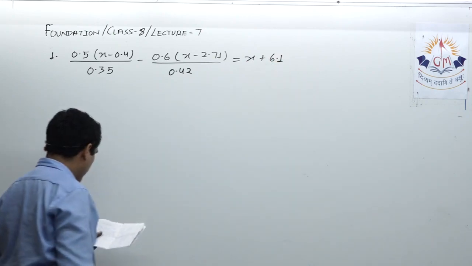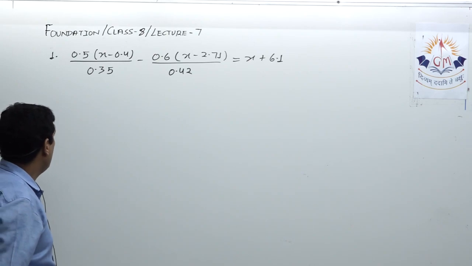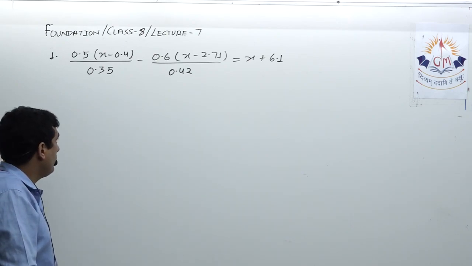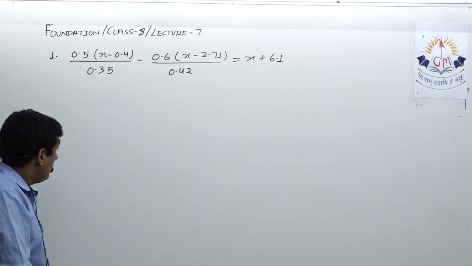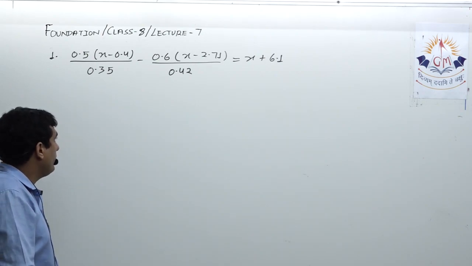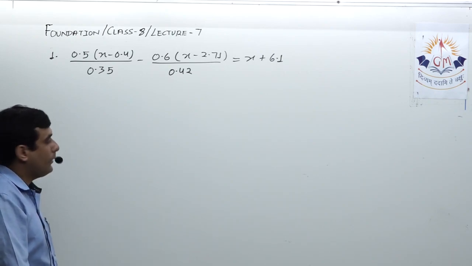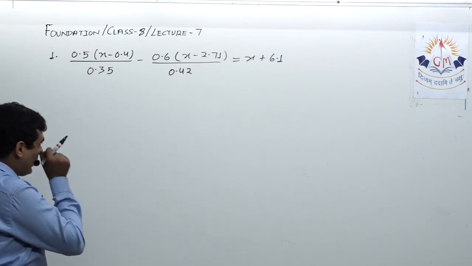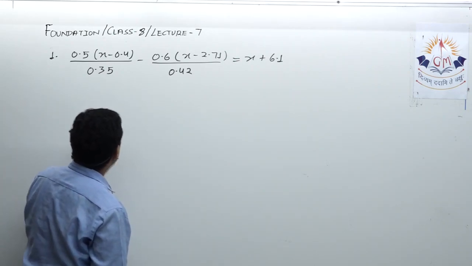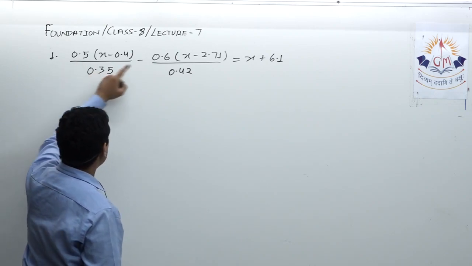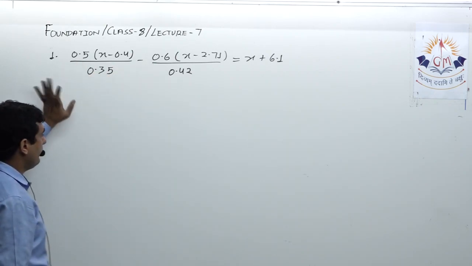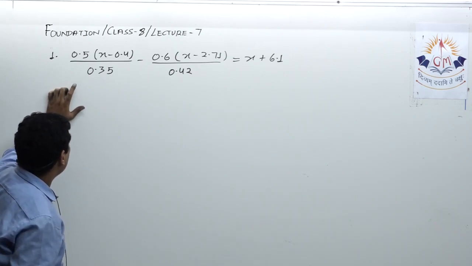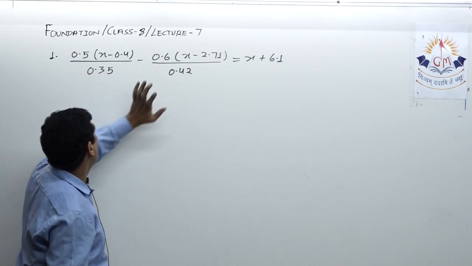0.5 plus x minus 0.4 upon 0.3 minus 0.6 into x minus 2.71 upon 0.42 equal to x plus 6.1. So here we have to obtain the value of x. If you are getting a little bit confused with this decimal, then the very first thing you can do is multiply to remove these decimals. At least this and this you can remove, this and this you can remove.